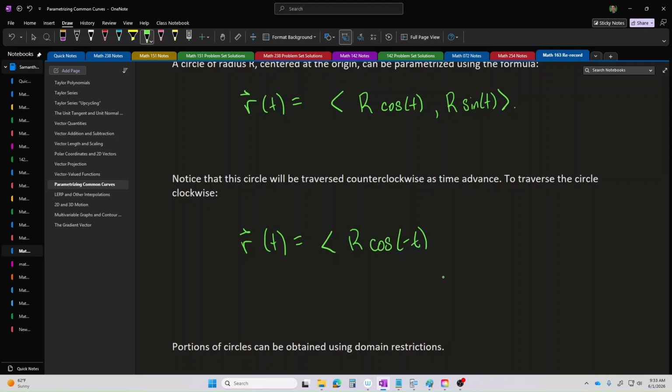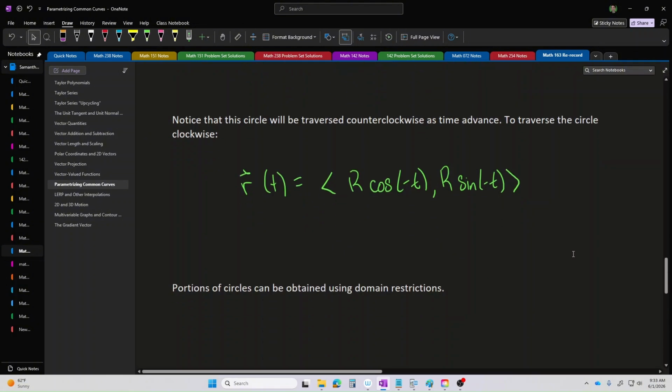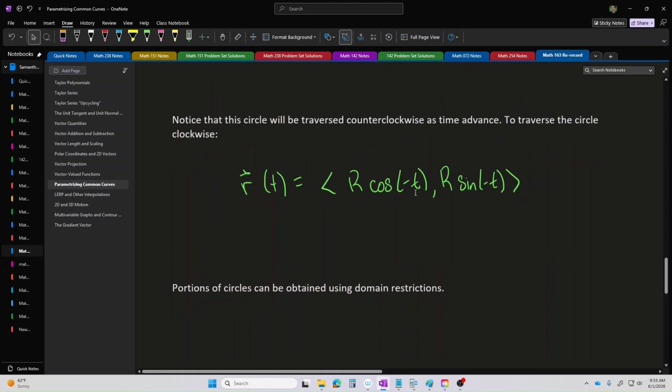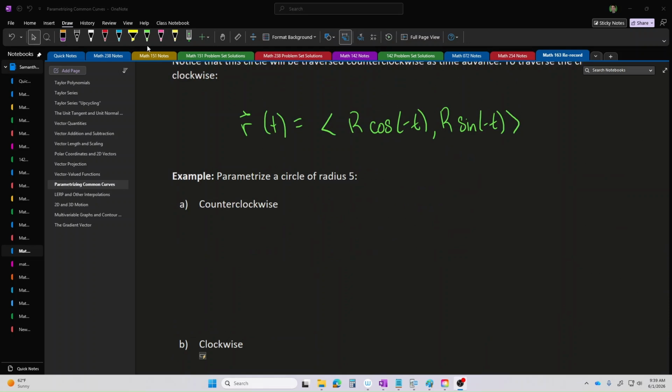And you would have explored this in the problem set on the vector valued functions lesson, that by putting minus t in sine and cosine, this causes the circle to be traversed backward because the angles are being flipped before they're getting plugged into sine and cosine. Quick example, just to reify this formula before we move on.